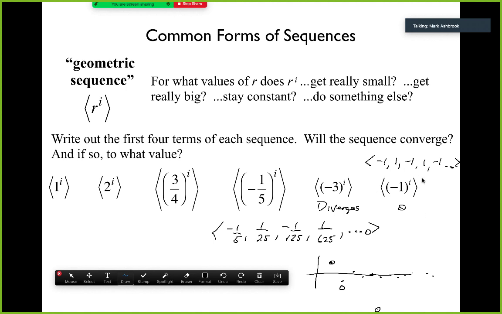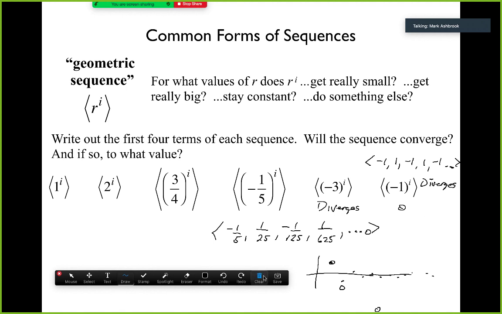So here's an example of a sequence that can diverge without getting really big. A lot of our examples of sequences that diverge, the numbers just get really big positive without bound, or really big negative without bound. But here's an example of one that's not like that, but still diverges. It's kind of hopping around.